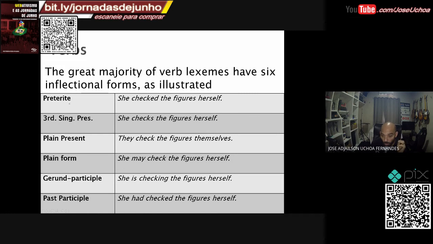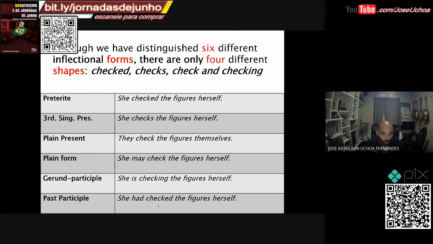E como que eu sei isso? Quando eu vou para um verbo irregular como take, she took the figures herself. She took the keys. The keys were taken. Took, taken. Aí tem diferença. O que no regular é tudo ed, quando eu vou para os verbos irregulares, alguns vão expressar claramente essa diferença, outros não. Há uma coincidência entre pretérito e particípio passado. Mas uma grande parte dos verbos irregulares expressa claramente essa diferença. O que eu quero dizer com isso?